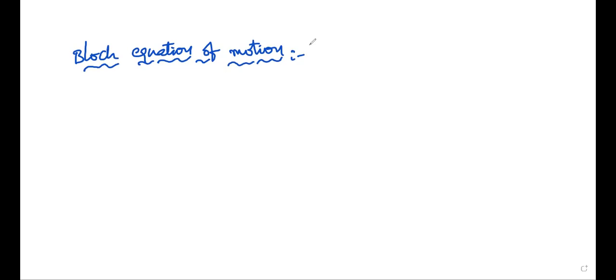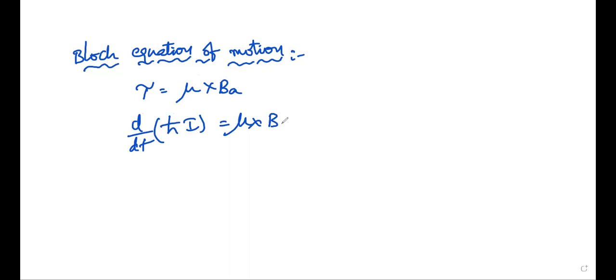The rate of change of angular momentum of a system is equal to the torque acting on the system. The torque acts on the magnetic moment mu. For the Bloch equation of motion, the torque on a magnetic moment mu is mu cross B. So the rate of change of angular momentum equals the torque, that means tau can be written as d by dt of h cross I, which is equal to mu cross B.